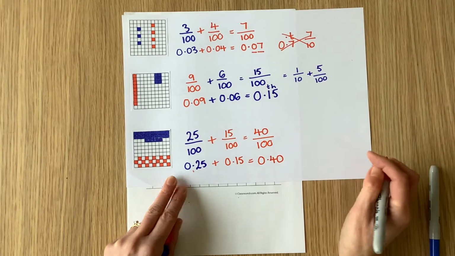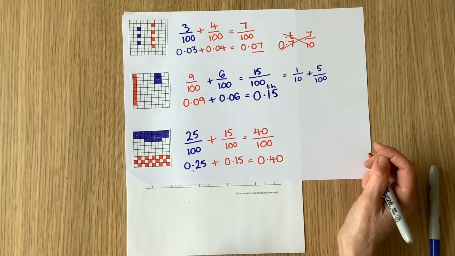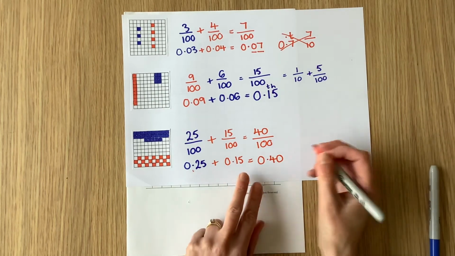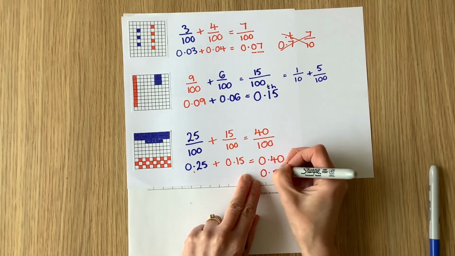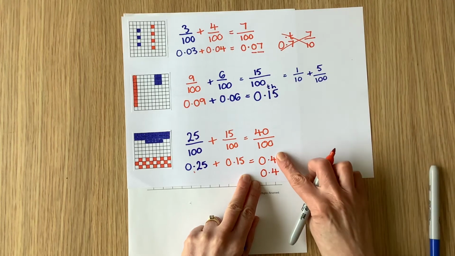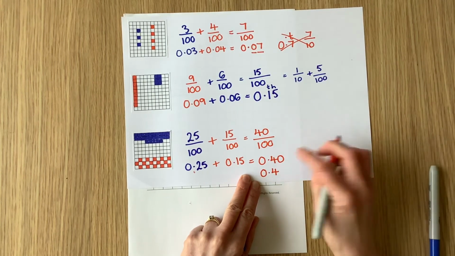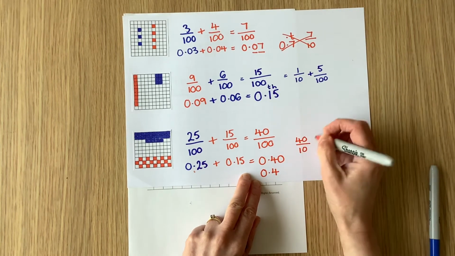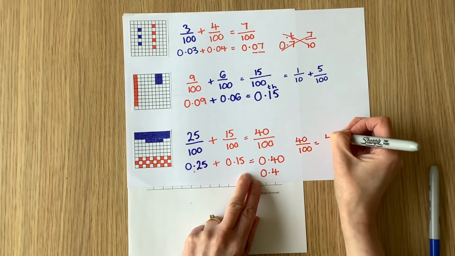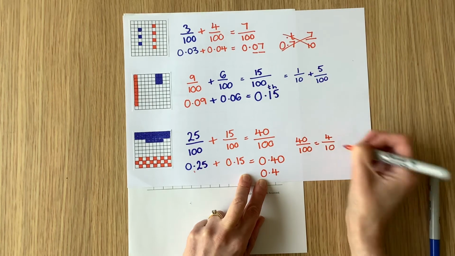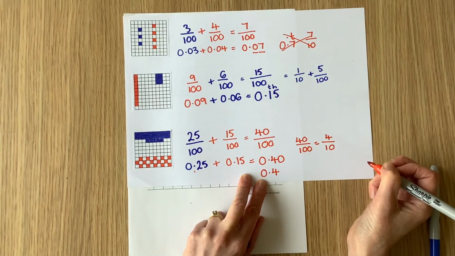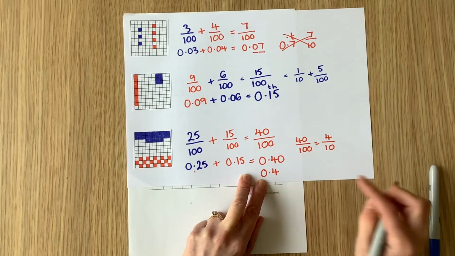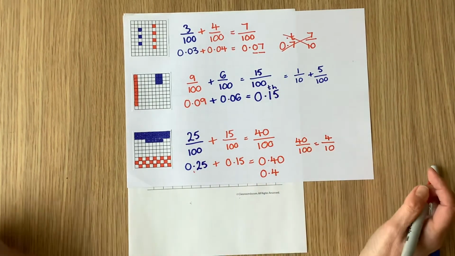Now, in decimals, I could write that answer that way. It would also be okay to write the answer without the extra 0 on the end. 40 hundredths is exactly the same as 4/10. Because I don't have any extra hundredths, I can actually leave off that 0.